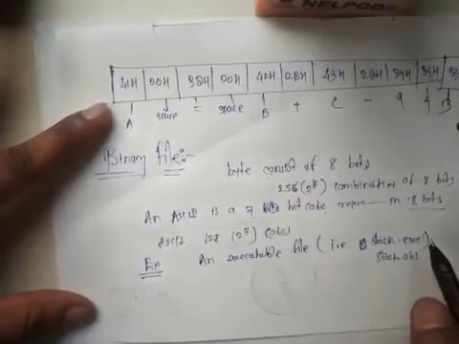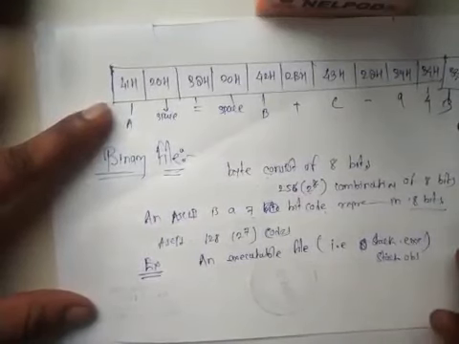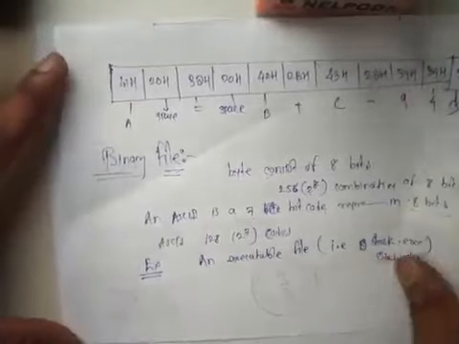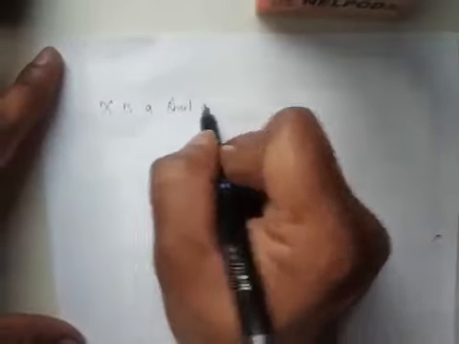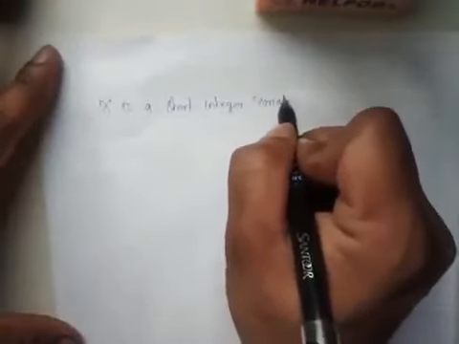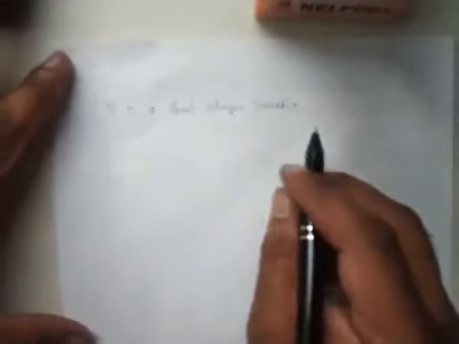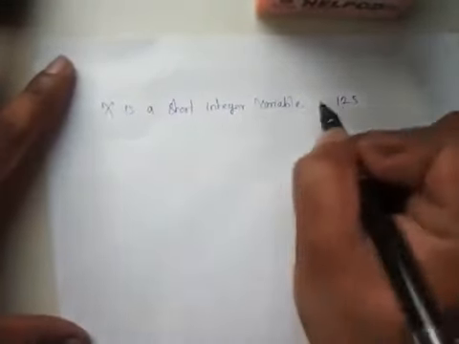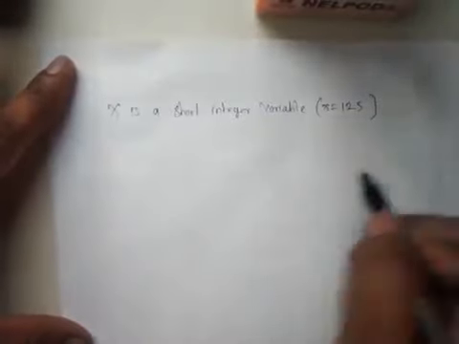Okay, so we can further understand the difference between the text file and binary file by looking at how the value of a variable can be stored in them. For example, suppose x is a short integer variable. It contains the number 125, that is x is equal to 125.